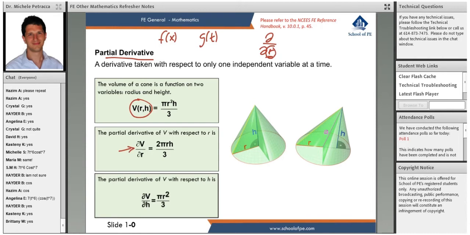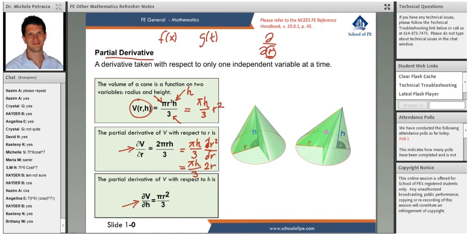So for instance, if we take the partial derivative of the volume of a cone with respect to the radius, the other independent variable, h, becomes a constant. It's constant just like pi is a constant, just like 3 is a constant. So in other words, we could rewrite this as pi h divided by 3 times r squared. And so the derivative of V with respect to r is pi h divided by 3 times the derivative of r squared with respect to r. So we isolate everything that is not with respect to r, and then it becomes a regular derivative with respect to r. So that's why it's pi h divided by 3 times 2r.